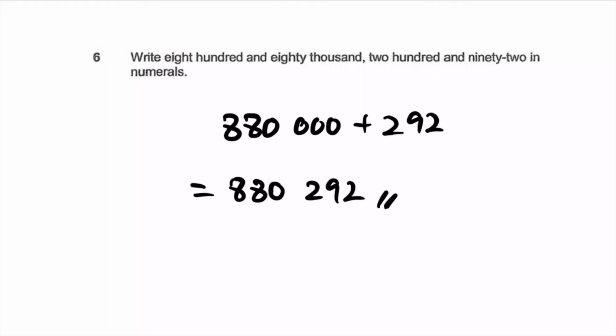So from words to numerals, so 880,000, and 292, so 292 ones, and add them together, and here's your answer.